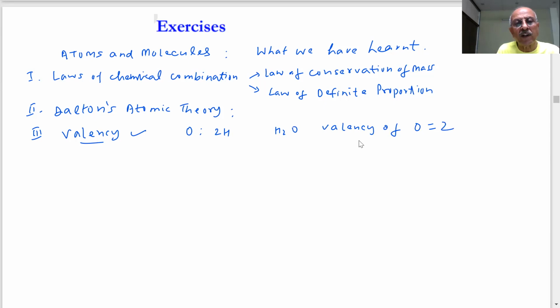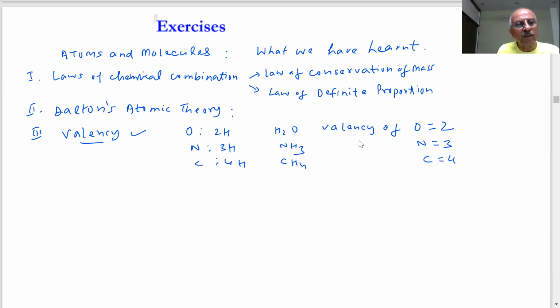And then we discussed the valency of nitrogen. For example, it combines with 3 atoms of hydrogen and forms a compound. This you are saying, the valency of nitrogen is 3. Carbon combines with 4 atoms of hydrogen and forms a compound. The valency of carbon is 4. So like this, we talked of valency, students.